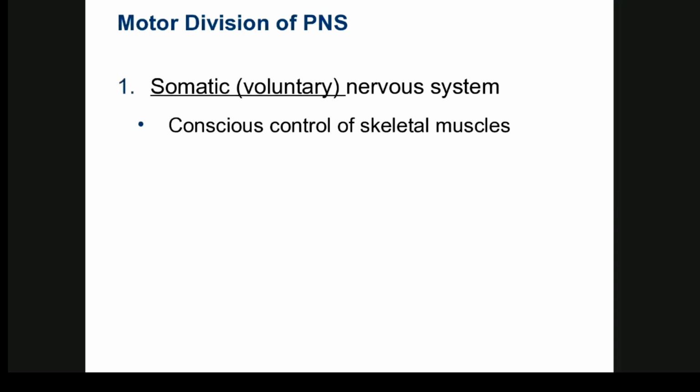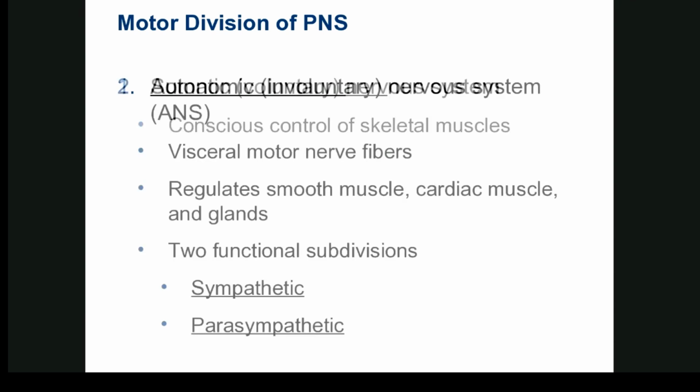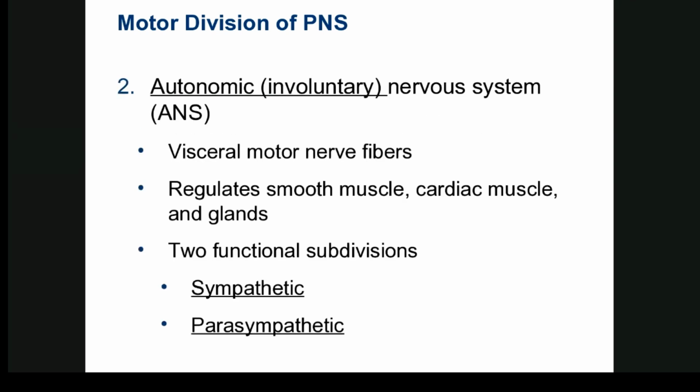Okay, the motor division of the peripheral nervous system is divided into somatic, which is voluntary. You consciously decide to control skeletal muscles, and then you send a signal and control them. And then autonomic, the word reminds you of automatic. You have no voluntary control over this. Visceral motor nerve fibers. This is regulation of cardiac muscle, glands, smooth muscle, things that one can't control consciously. They run under the radar. You don't know what's going on consciously, and you can't control it.